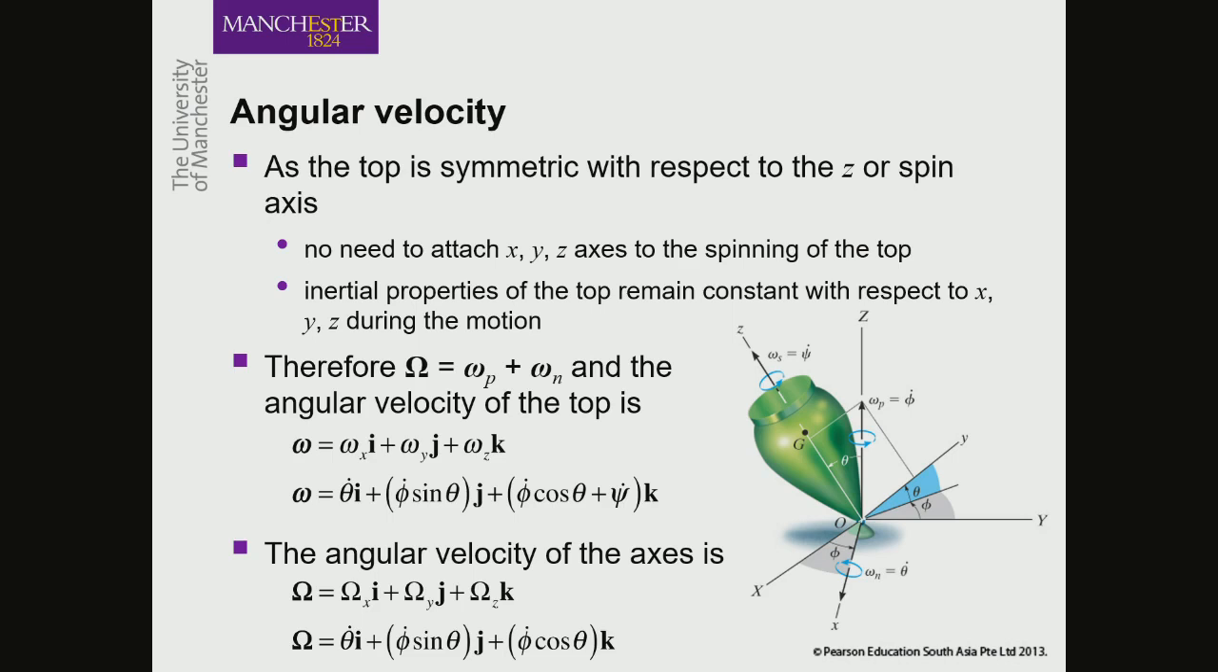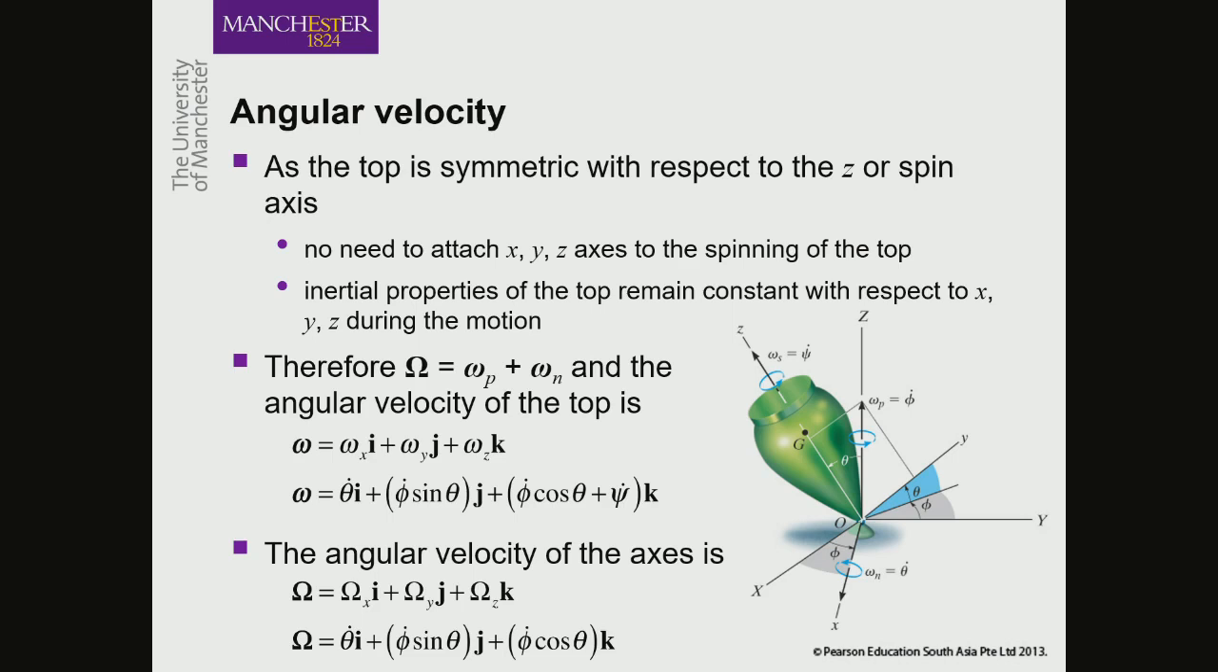So what do we mean by that? Imagine now the top is rotating about its own axis, but you don't need to attach the x, y, z rotating frame to this. So your x, y, z doesn't need to rotate with the spin rate. But since you still need to keep the z axis as the central axis of the top, you still have to apply nutation to your rotating frame, and also you need to apply precession in order to keep the z axis always as the central axis of the top. This is the main point.